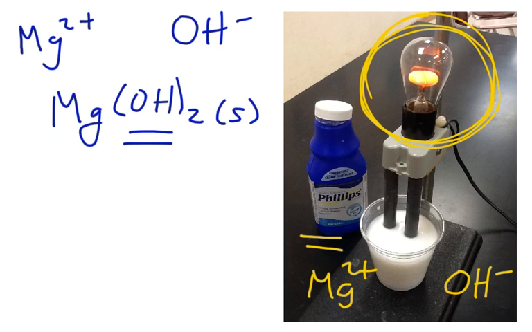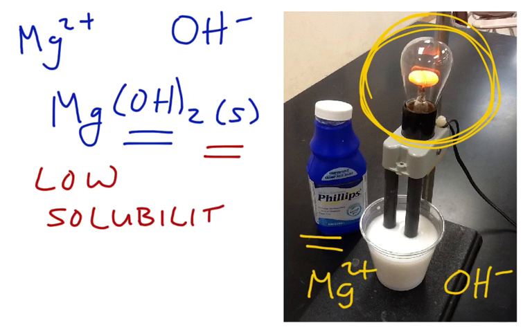So we have to change our idea of precipitates, and we're not going to say that a compound that's a precipitate does not dissolve at all. We're just going to say that it has low solubility, and that in that solution there are going to be some molecules that have dissolved. Some of this compound is going to have dissolved into ions.